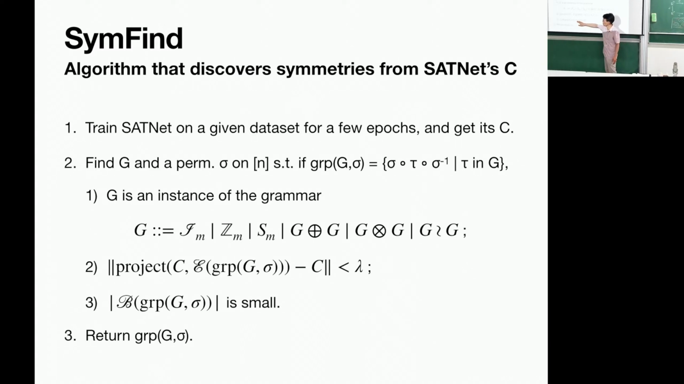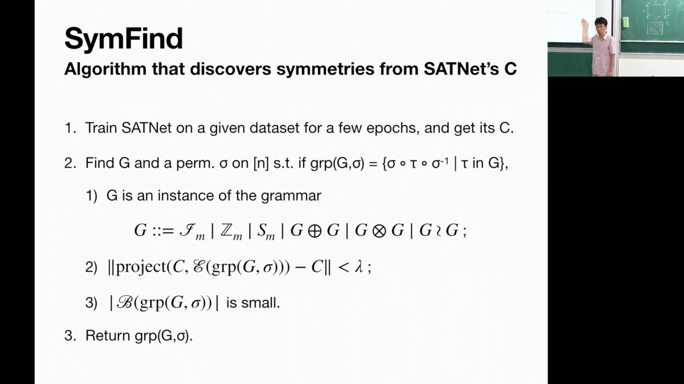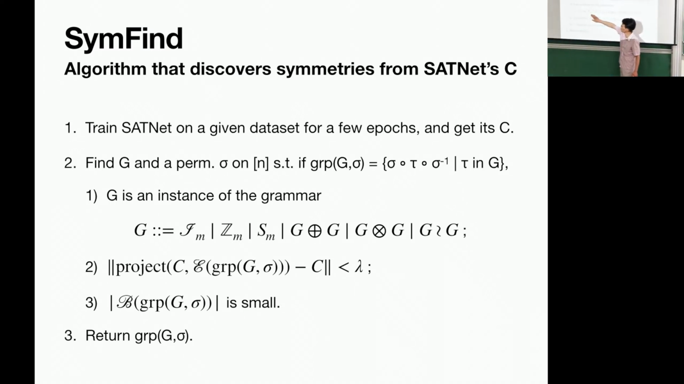The third condition is, because the whole reason we do this is to obtain an efficient SymSATNet, we want the dimension of the group to be small. And the other part is that we are not looking for any G. We are looking for a G that can be expressed by a grammar. This I is just the trivial group, which only has a unit. Z is a cyclic group. S is just the group of all the permutations.